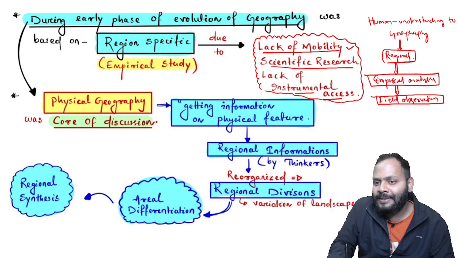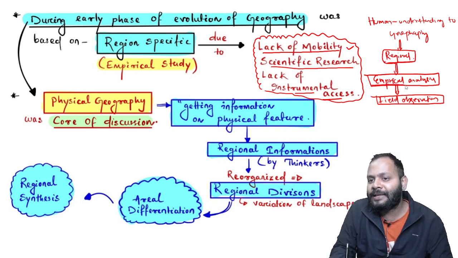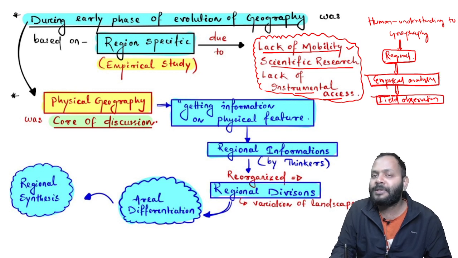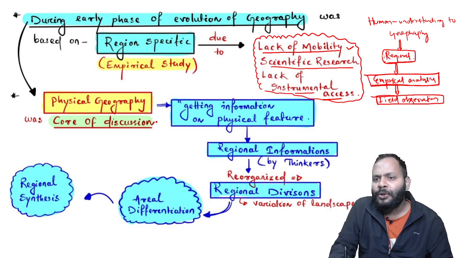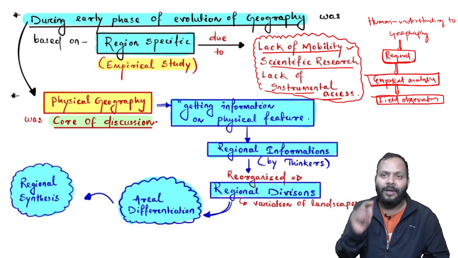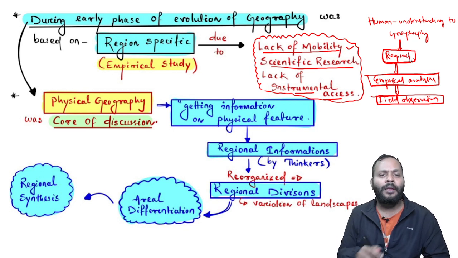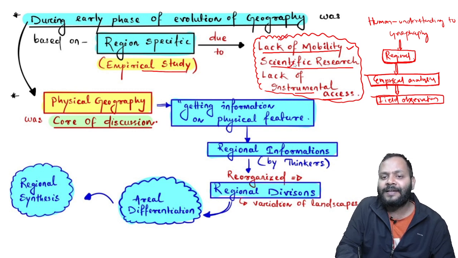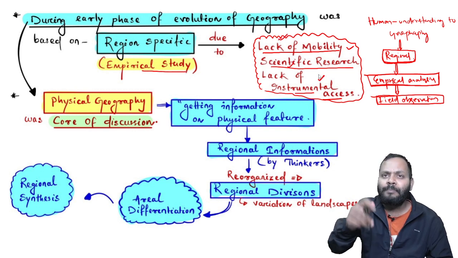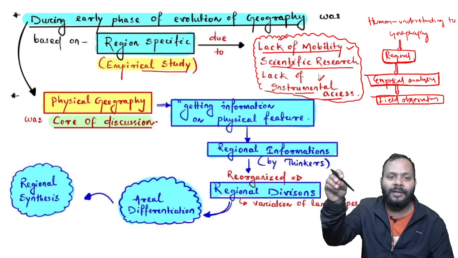The point is this empirical analysis or field observation used to be carried out by the thinkers, and the understanding of geography was regional. It was a region-specific empirical study, due to lack of mobility, scientific research and instrumental access. People were limited to small areas.